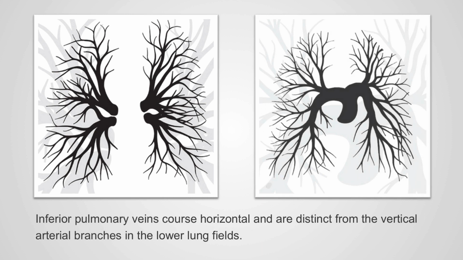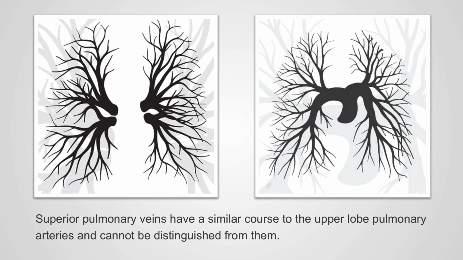The inferior pulmonary veins course horizontally and are distinct from the vertical arterial branches in the lower lung fields. The superior pulmonary veins have a similar course to the upper lobe pulmonary arteries and cannot be distinguished from them. Here we see the superior pulmonary veins, and here are the pulmonary arteries, and both have a similar direction of flow.